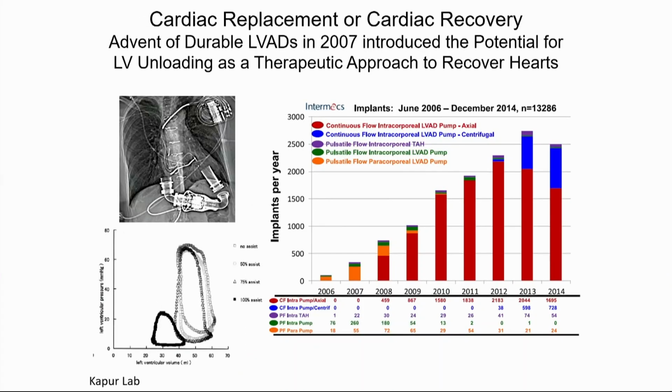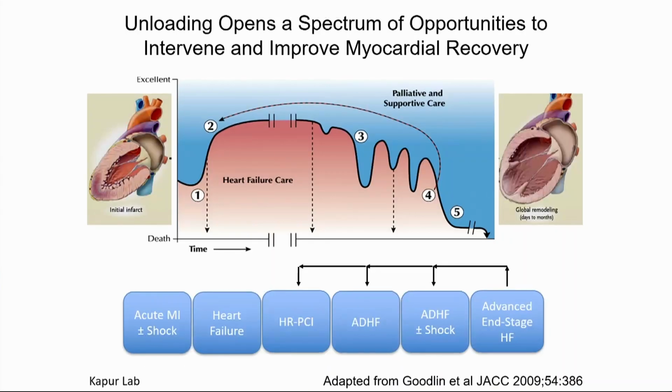So the advent of durable LVADs in 2007 really changed the field. It changed everyone's perception. As you can see, this is one of the old HeartMate pumps, and the pressure volume area reduction with durable LVADs really started to change people's understanding about this concept of reducing PVA as a therapeutic approach to recover hearts. And so as a result, this unloading field has now opened a spectrum of opportunities to intervene, ranging from the acute MI patient, the heart failure patient, high-risk PCI, the decompensated heart failure patient, as well as the advanced end-stage heart failure patient, all of whom are substrates for investigation by ACURE faculty and beyond to look at the effect of unloading.